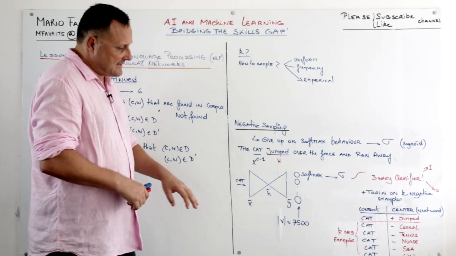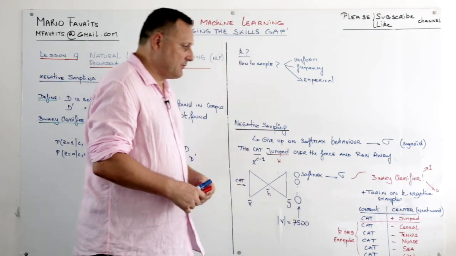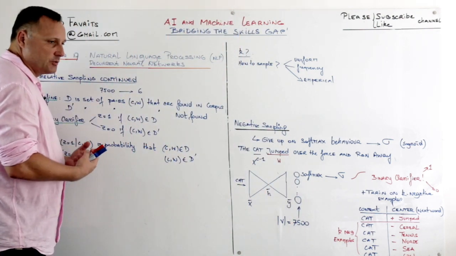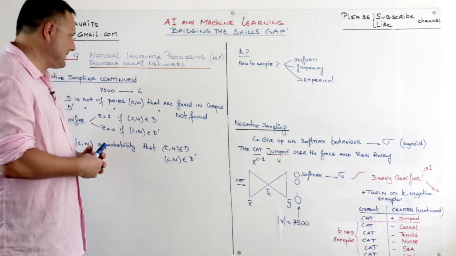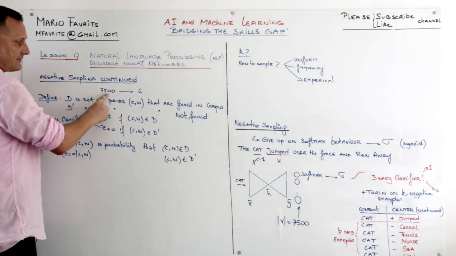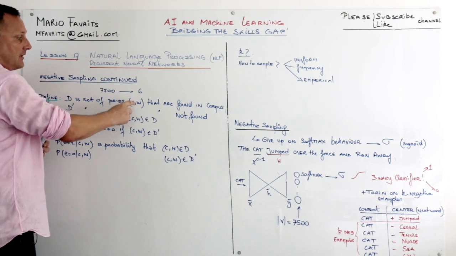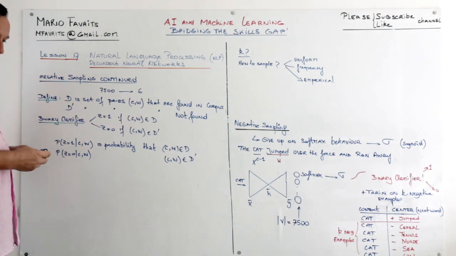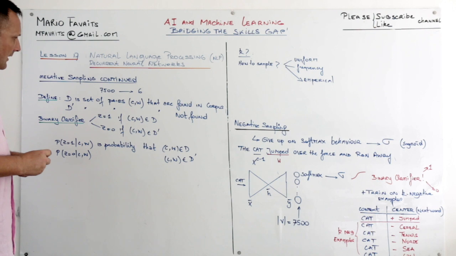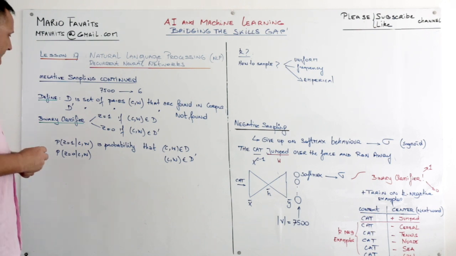Okay, so in this case here, we reduce the number of nodes to basically 6. So we go from 7,500 to 6 nodes, which is of course a lot easier. Now let's derive the formula for this classification problem.